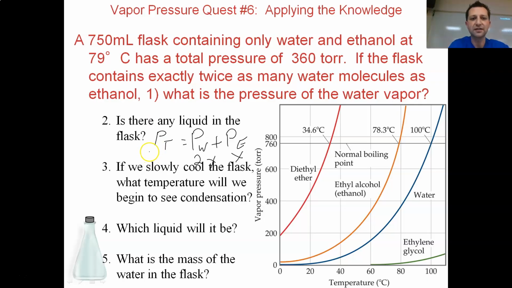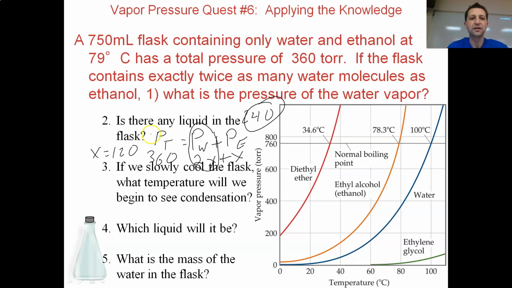Total pressure is 360. Okay, a little bit of algebra. 360 equals 3x, 2x plus x. Simplify, you get x equal to 120. Okay, 120 torr. That tells me that the pressure of water is 240. Okay, partial pressure of water is 240. So it's twice as much of it as ethanol, right? Twice as many particles, twice as much pressure.